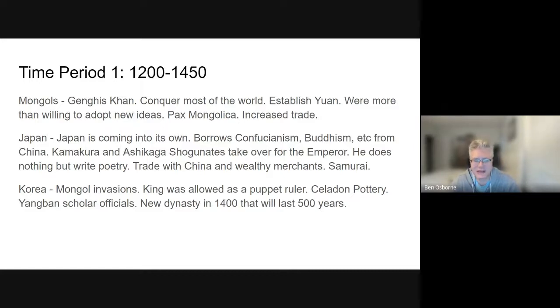For the Koreans, then, they are invaded by the Mongols and taken over, but the king is allowed to continue as essentially a puppet ruler. The king of Korea at this time will be like a tribute state to the Mongols. A couple of things they have that are important here. The Celadon pottery. This is that very light, pale green pottery that's very important. Yangban scholar officials. These are going to be similar to the scholar gentry, but they are going to be a bit more organized. There's a new dynasty that is established in 1400, and that will last until the Japanese invasions about 500 years later. So that one dynasty will last for quite a long time.